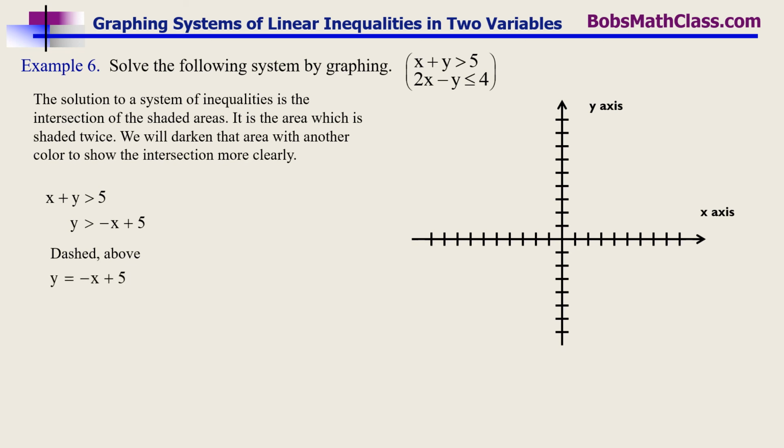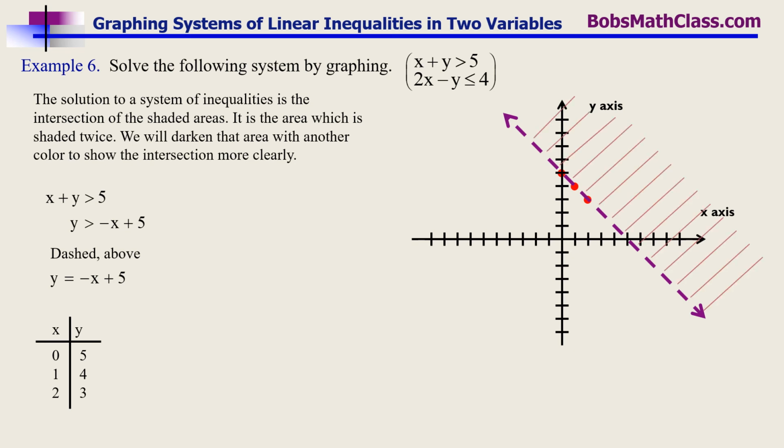Let's change it to an equals, get some points. There's no fraction, so we could pick 0, 1, and 2. Plug in 0, 1, and 2, and we should get 5, 4, and 3. Plot your points and graph the line. And then we're going to shade above the line. Okay, so there's above the line. I kind of made some lines showing that that's a shaded region. All right, let's tackle the next one.